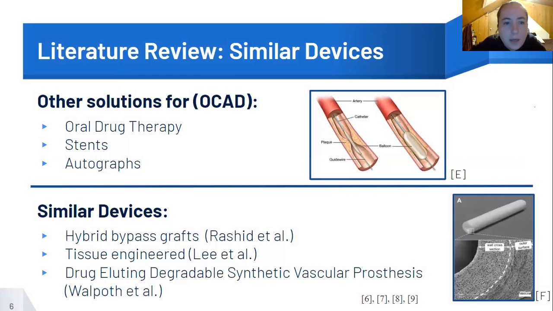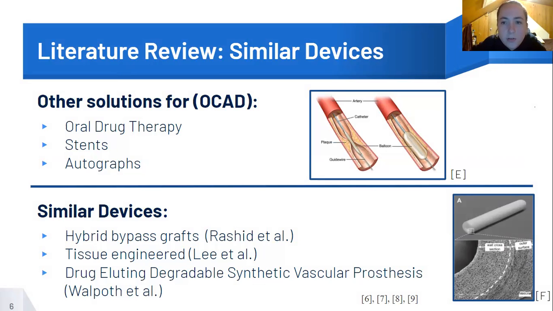There are three main categories of obstructive coronary artery disease treatment. They're oral drug therapies, angioplasty with stents, and coronary artery bypass surgery. Advantages of the first two treatments are that they are minimally invasive. Some disadvantages of drug therapies are side effects such as muscle pain or increased bleeding, and a limitation of stents is that it's not an appropriate treatment for patients with diabetes.